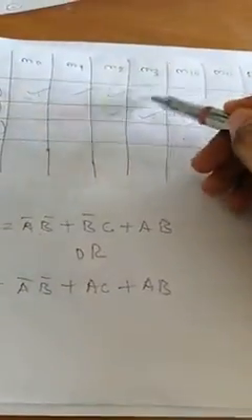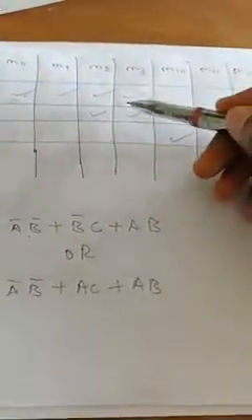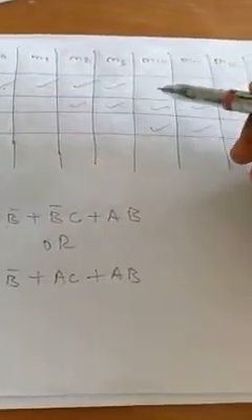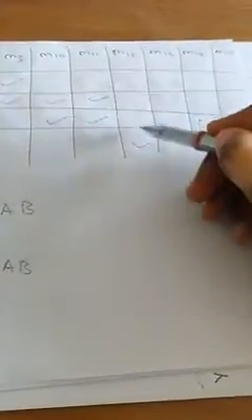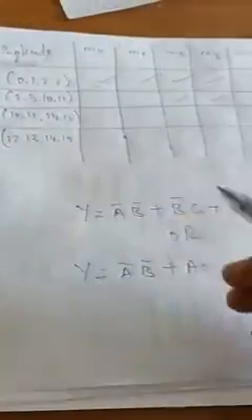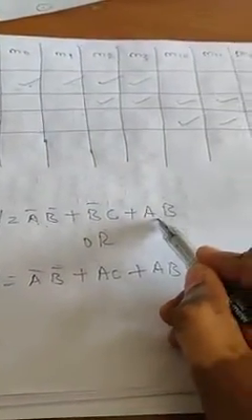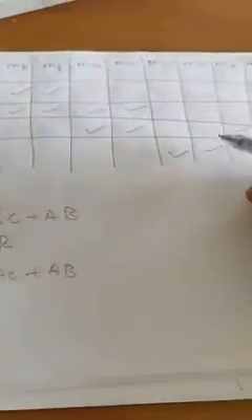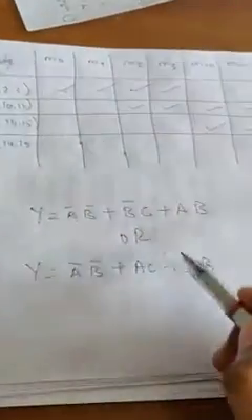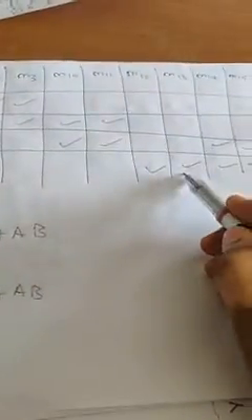Then look for the columns. This is having 2 tick marks. We can sort it out later. First look for the columns having a single tick mark. 2 tick marks, leave it. So this column is having a single tick mark. Write this term AB. Again, this column is having a single tick mark. This refers to AB, already written, so no need to write once again. So we finished with the columns having single tick marks.